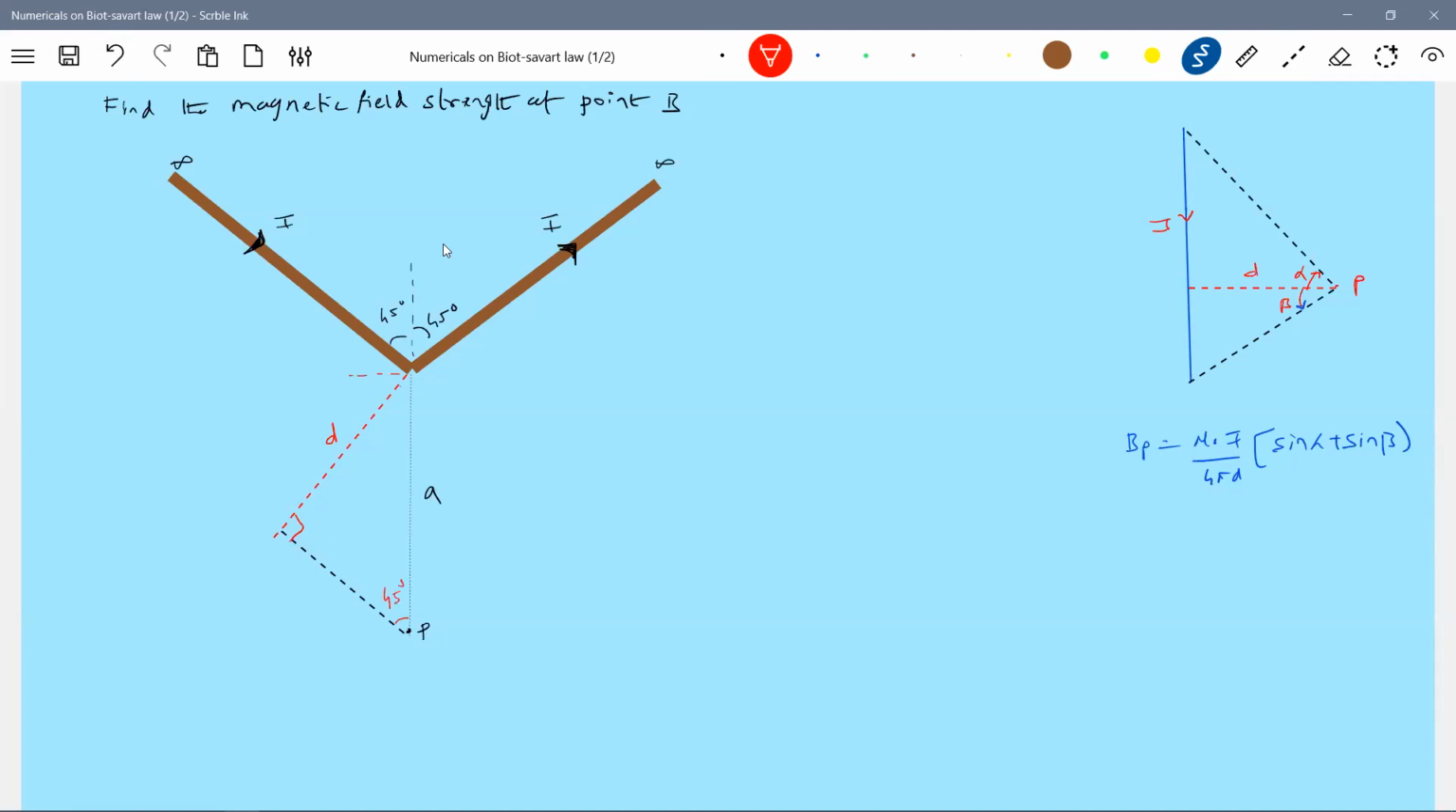First we'll study one wire here. I think I'll do this wire first. It'll be easy for you.